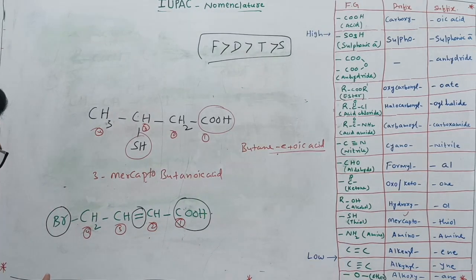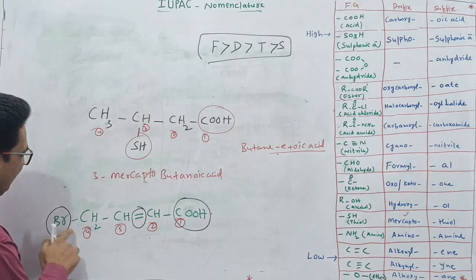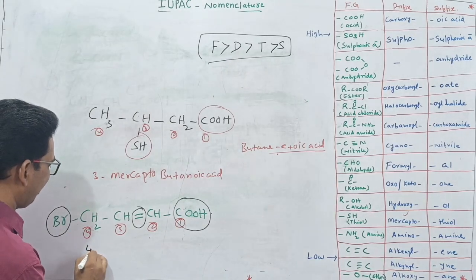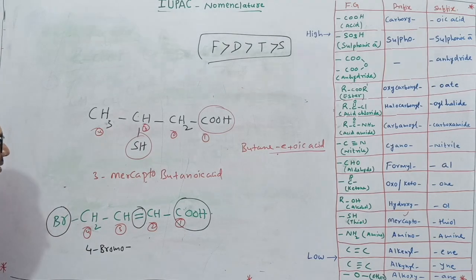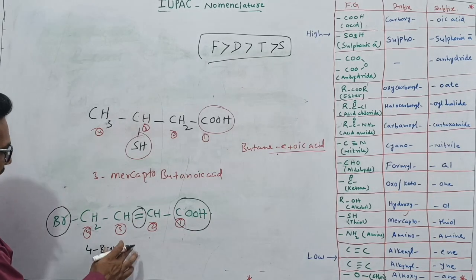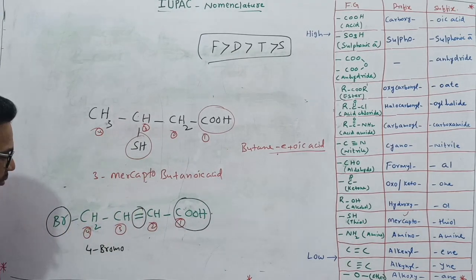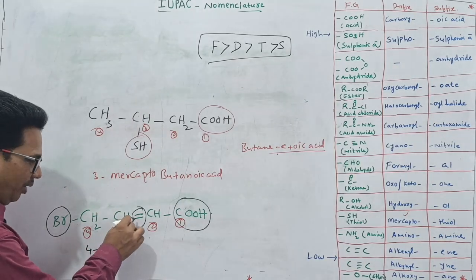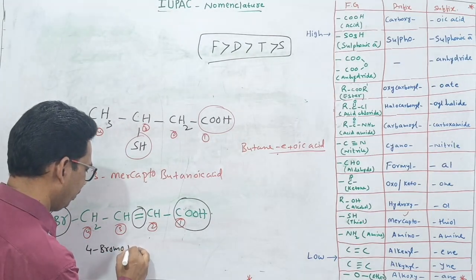Then how are we going to write the name for this one? Just see, first I have to write the prefix. Prefix means the substituent, that is the bromo. That's why I will write 4-bromo. Then hyphen. ब्यूटेन है वर्ड रूट, लेकिन ब्यूटेन में और क्या है यहाँ पे? डबल बॉन्ड. दैट्स व्हाई 4-ब्रोमो.